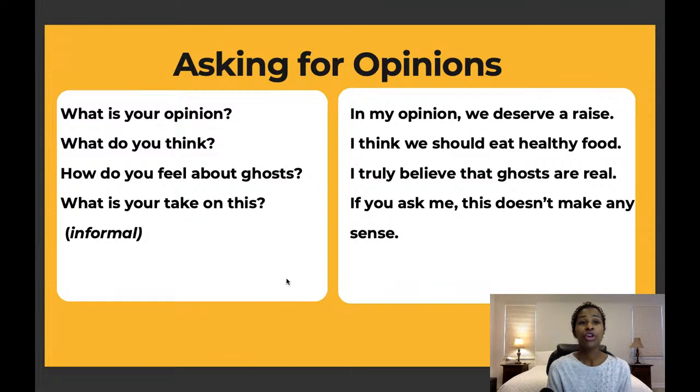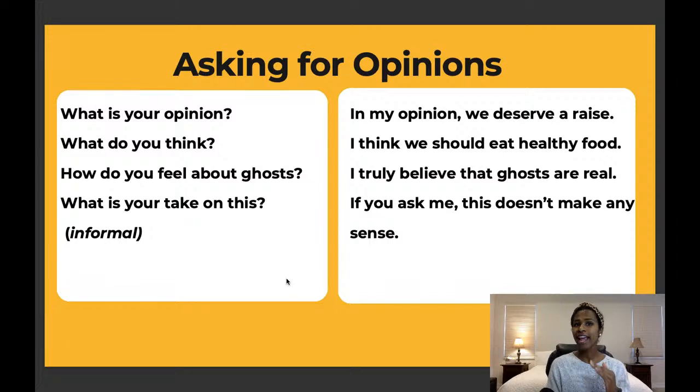So this one I just picked randomly. How do you feel about ghosts? And then you could say, I truly believe that ghosts are real. Okay. Or you could say, I firmly believe that ghosts are not real, for example.